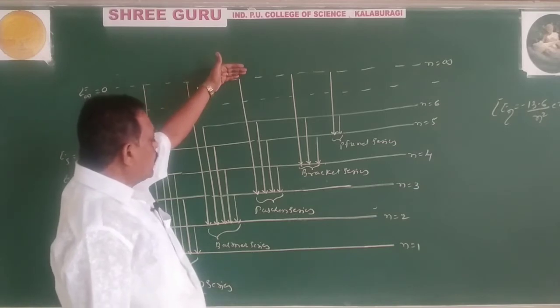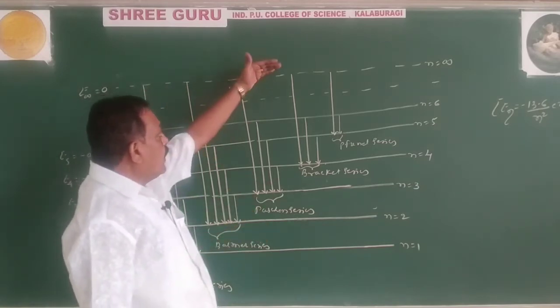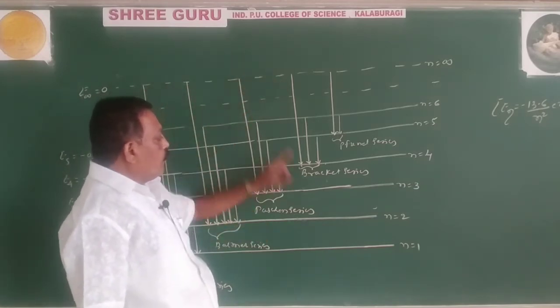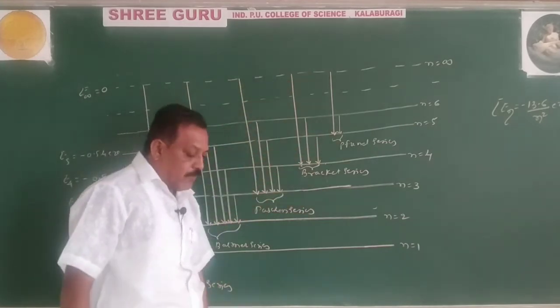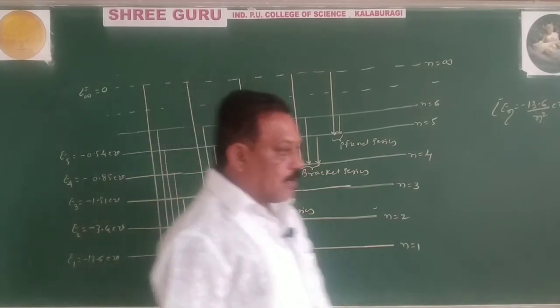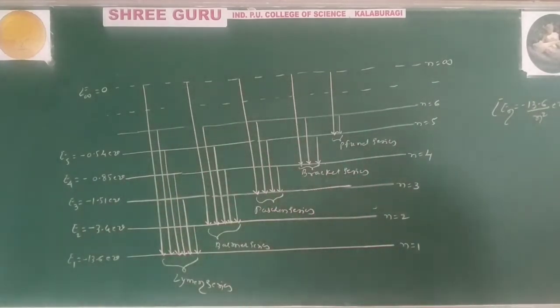Any higher orbit to the third orbit, Paschen series. Any higher orbit to the fourth orbit, that is Brackett series. Any higher orbit to the fifth orbit, that is Pfund series. Now this is nothing but the energy level diagram.